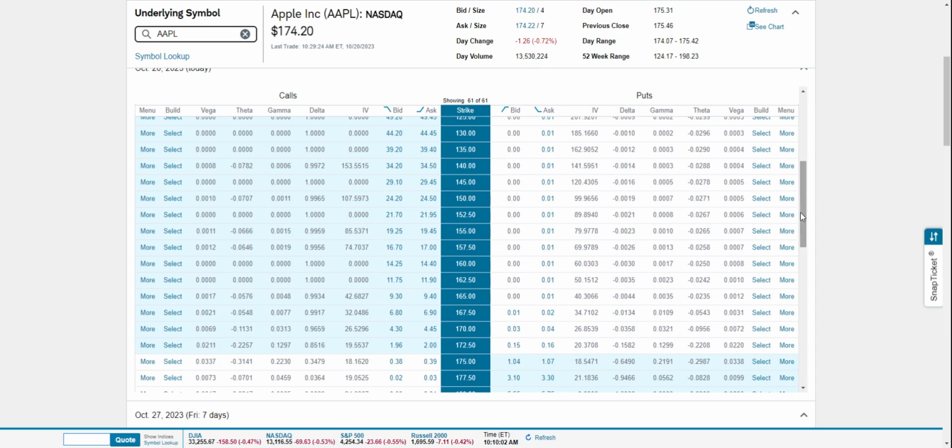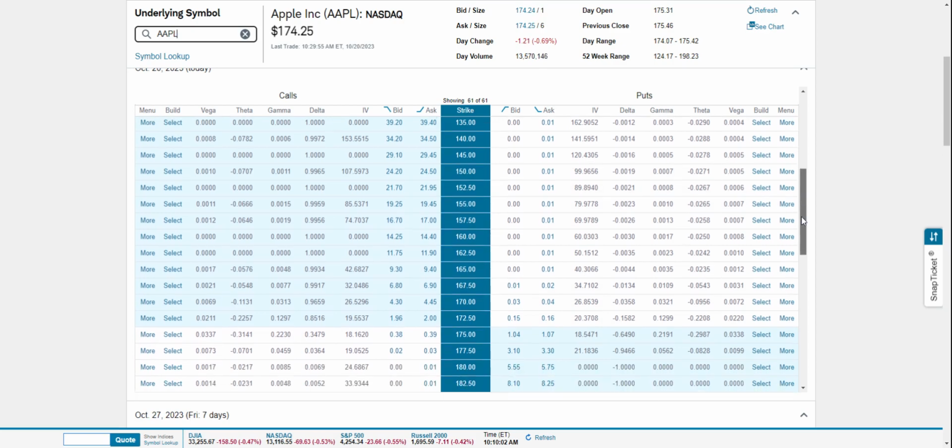So Apple's at 174.22. Let's say we're looking at a call option, which is on this side, at a 175 strike. So right now, that means this call option is out of the money. This one is out of the money. Anything with a higher strike price is out of the money on the call side. All of these are in the money because Apple is above here, but below here.